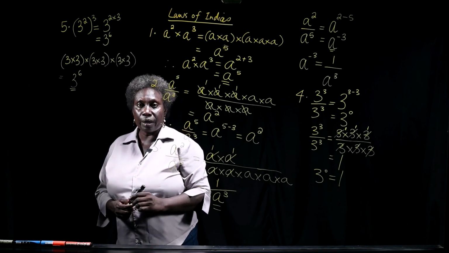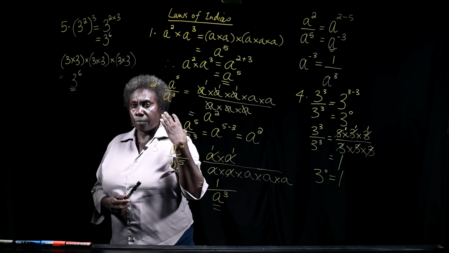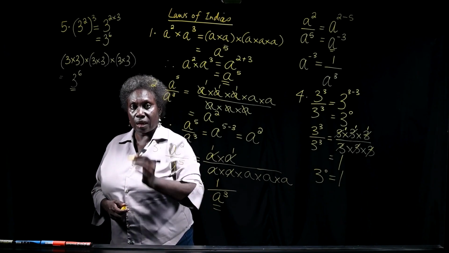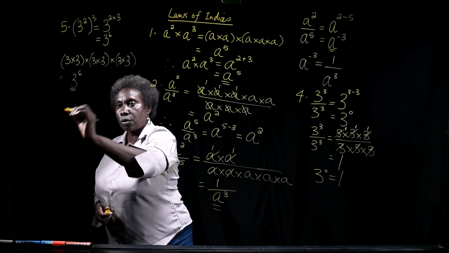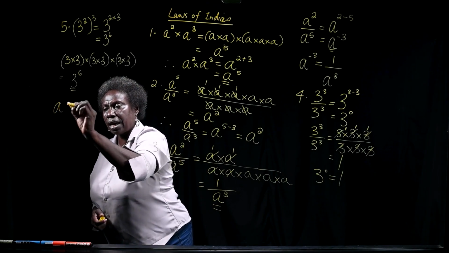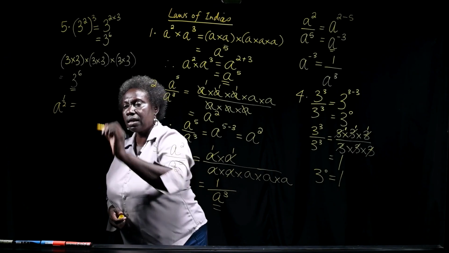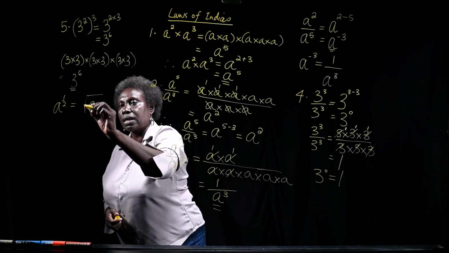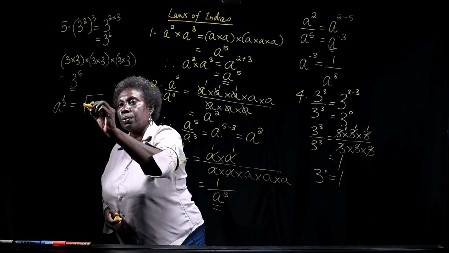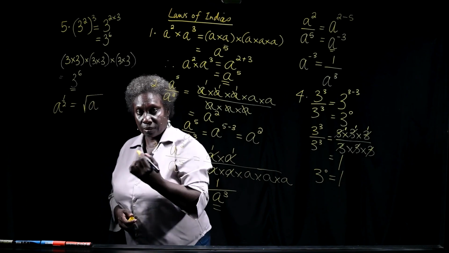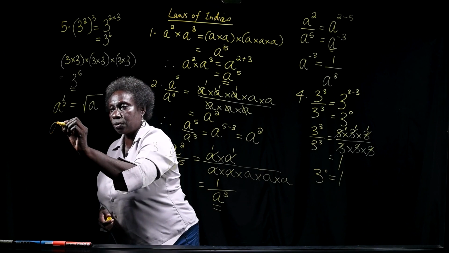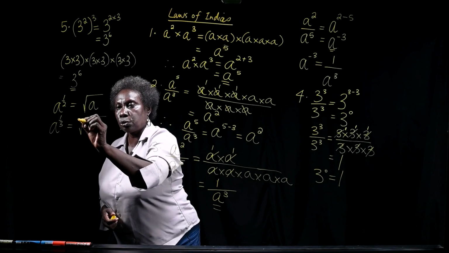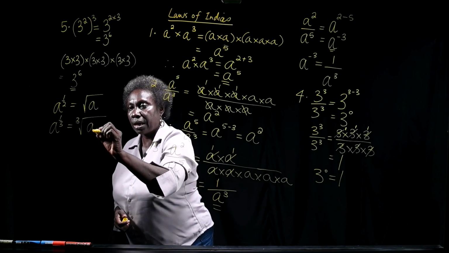But now, how do we write expressions of indices which are raised to fractions? Let's look at one example. Okay, that is on fractional index. If I have a to the power of half, that is equal to square root of a. We use the root symbol to replace the fractions. Okay, if I have a to the power of 1/3, that is equal to cube root of a.